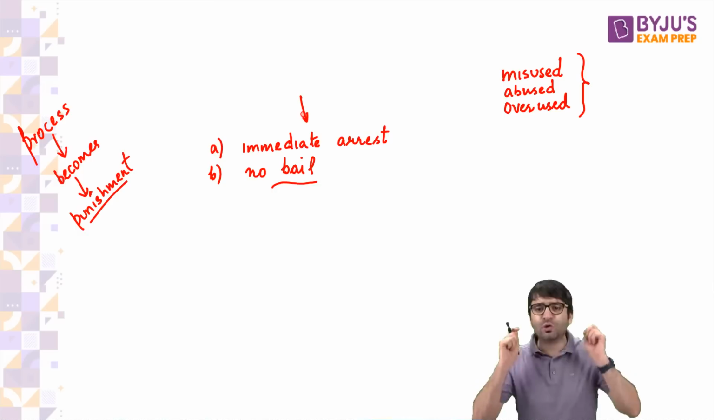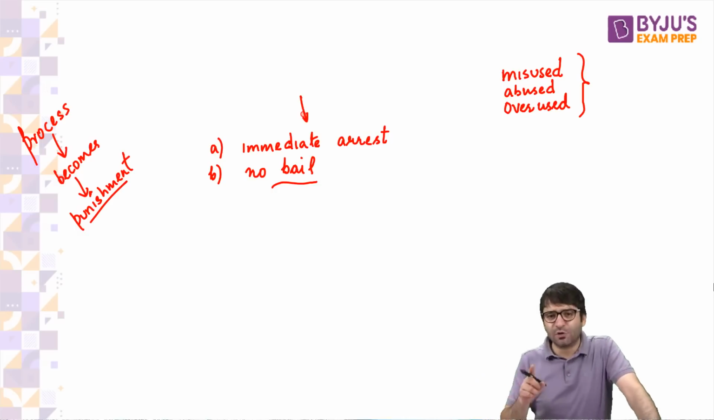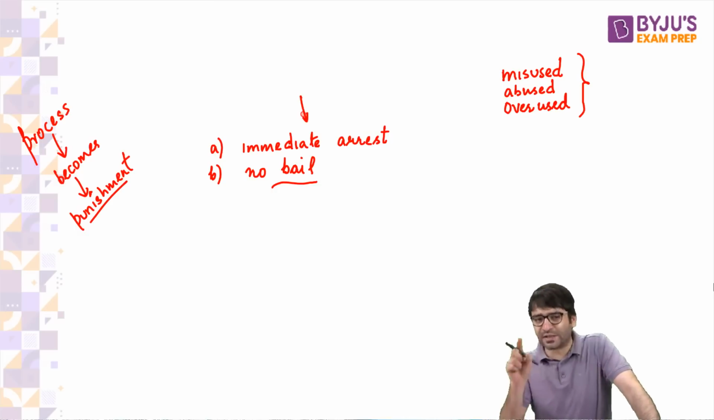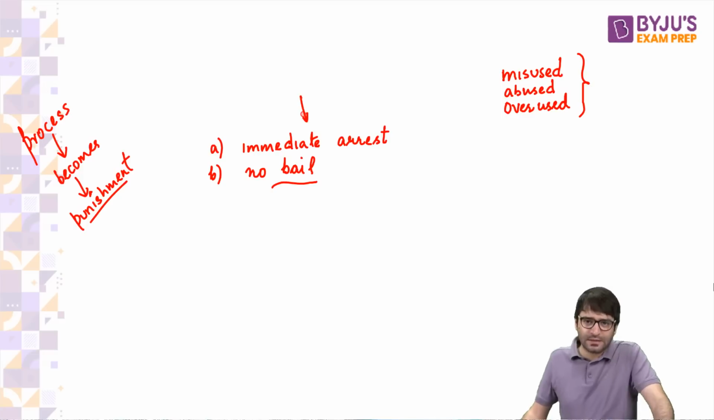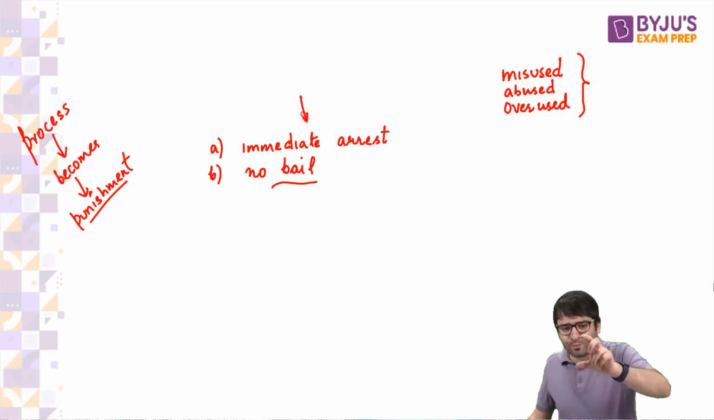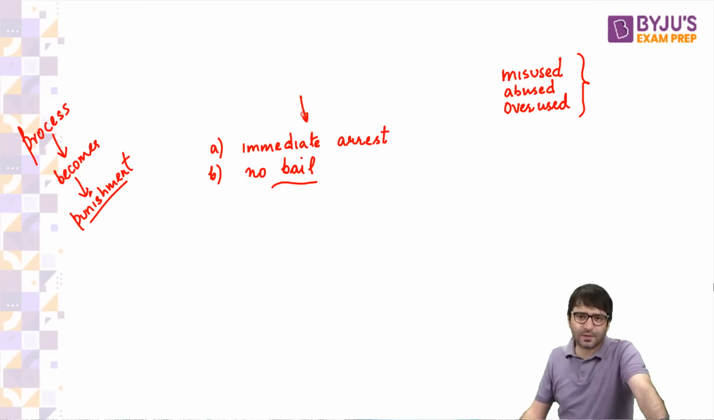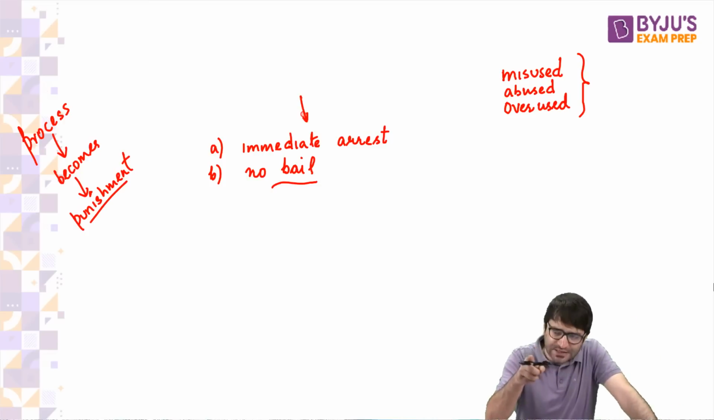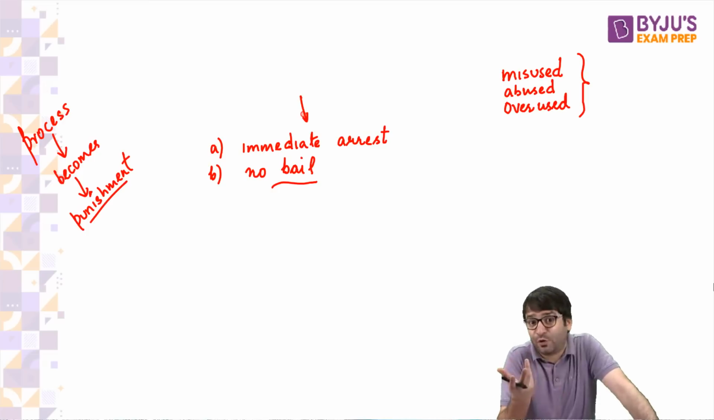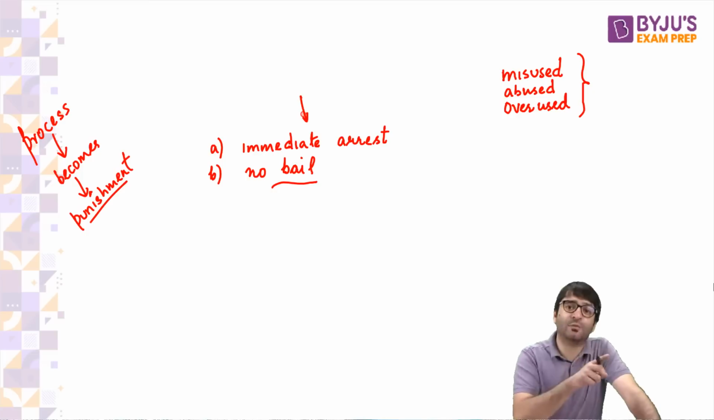The golden rule of the criminal justice system is you are innocent until proven otherwise. That means unless and until you prove yourself, or the prosecution proves, that you are guilty, till then we will assume that you are innocent. Which means you don't have to necessarily remain in jail, because what if you are innocent? You will lose a lot of your time in jail. We will release you. You will be out on bail.